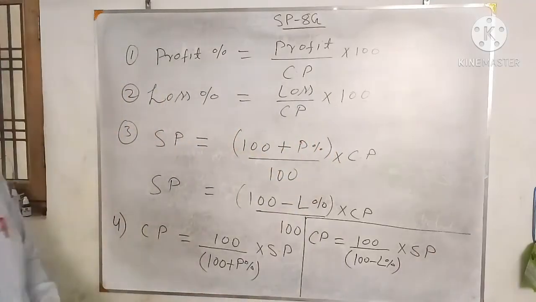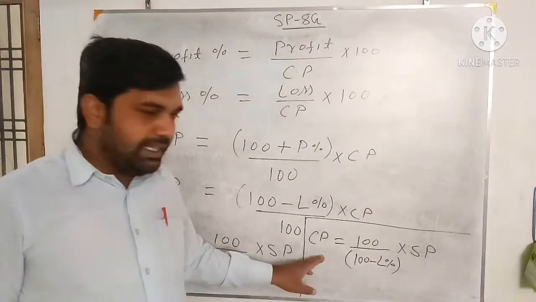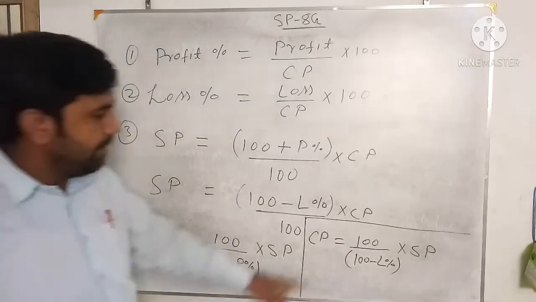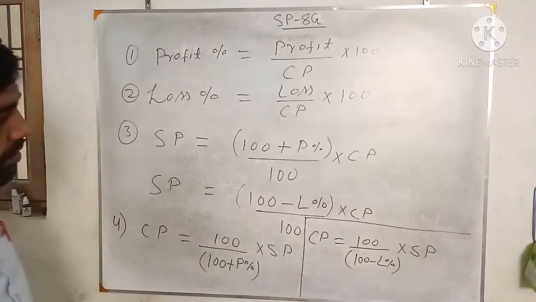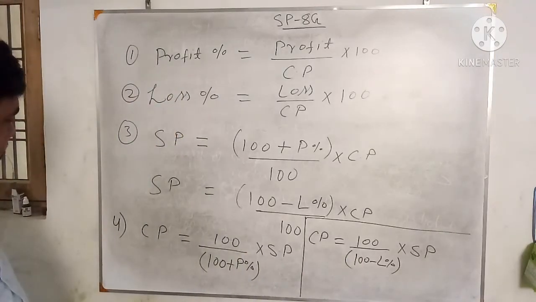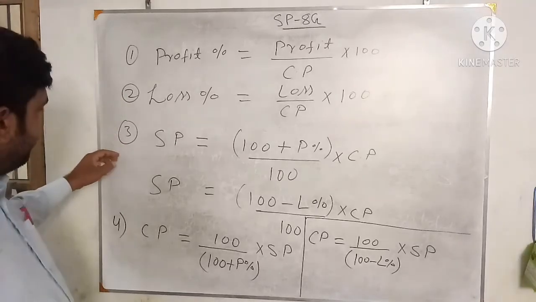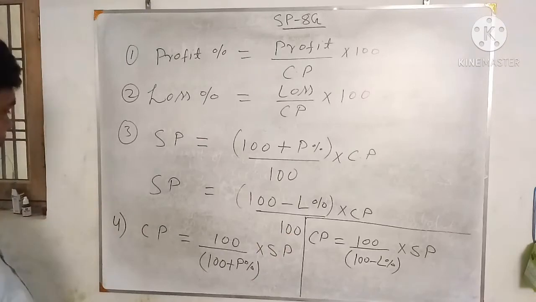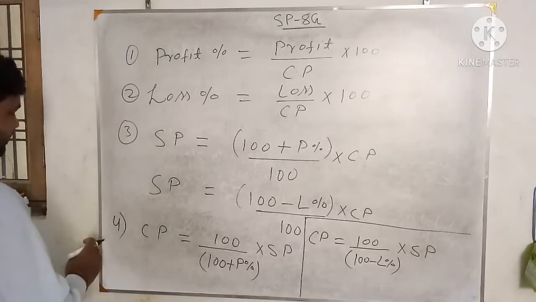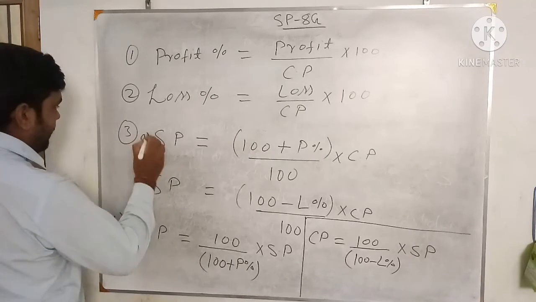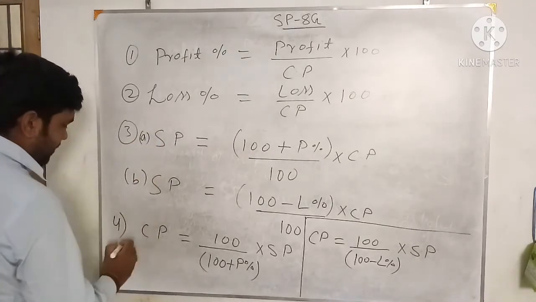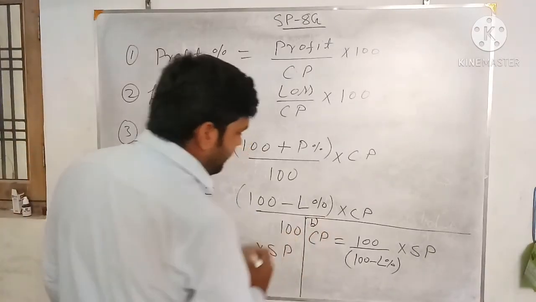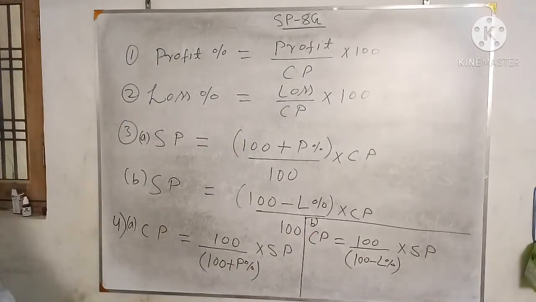In case of loss, if you have to calculate the cost price, and selling price and loss percentage are given, we use the formula 100 upon 100 minus loss percent into selling price. So these are the 1, 2, 3, 4, 5, 6 formulas, and you should remember them: formula 3A and 3B, formula 4A and 4B. So these are the 6 formulas you have to remember.